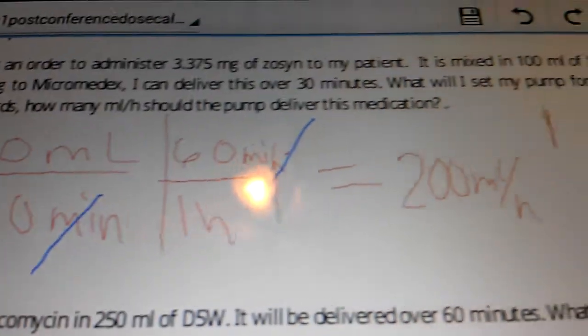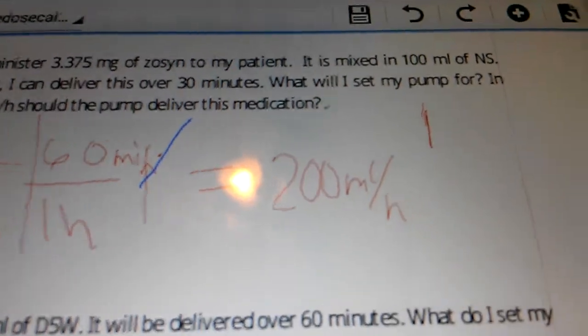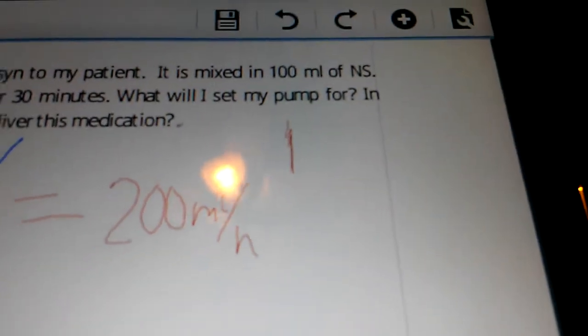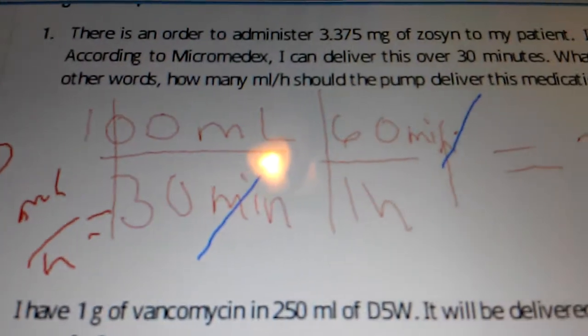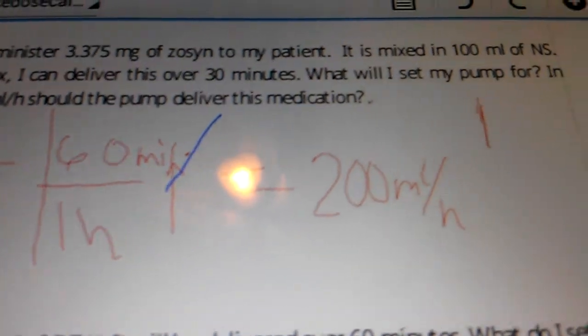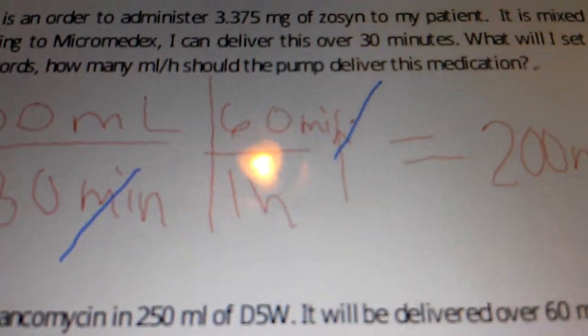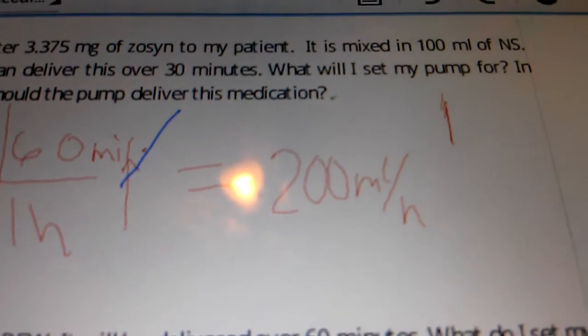There's an order to administer 3.375 milligrams of Zosyn. It's mixed in 100 mils of normal saline. According to Micromedics, I can deliver this over 30 minutes. What will I set my pump for? In other words, how many mils per hour should the pump be delivering this medication?